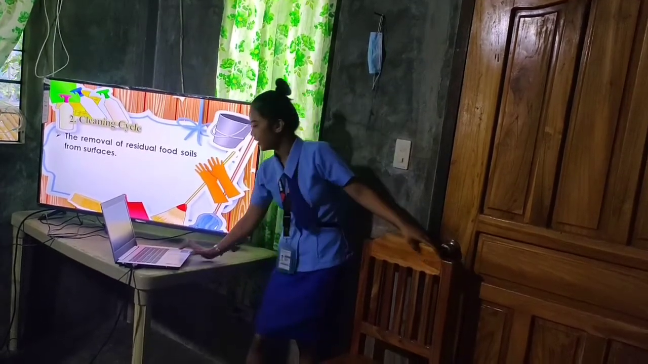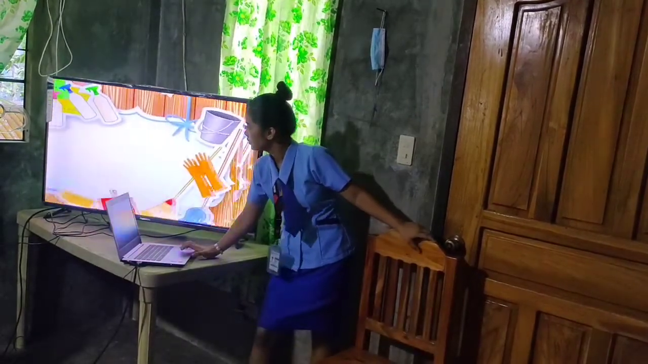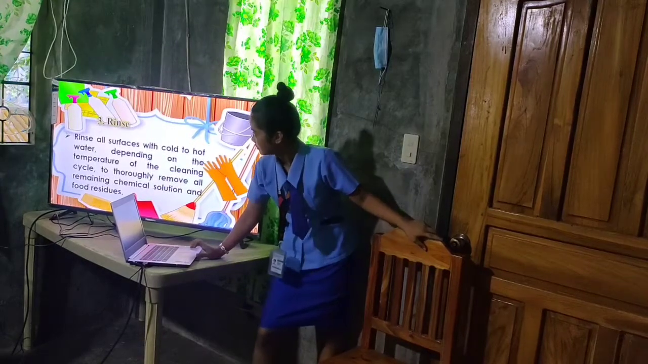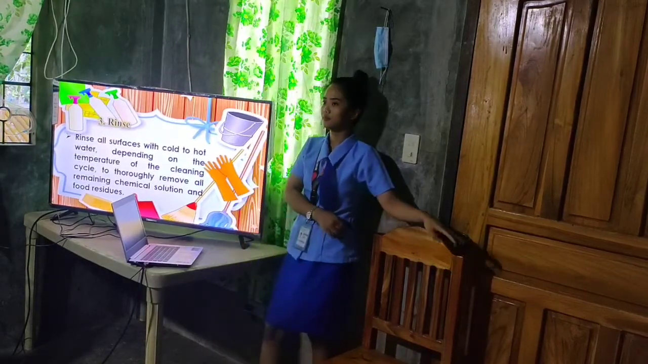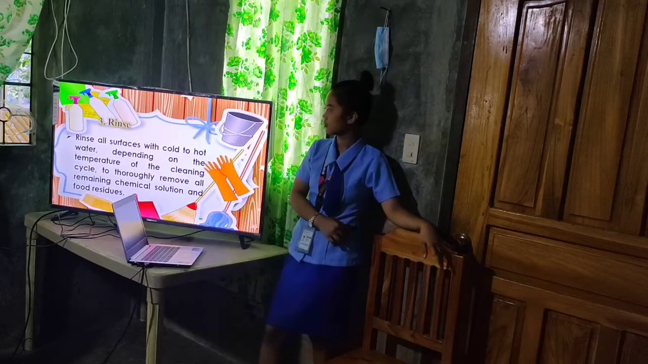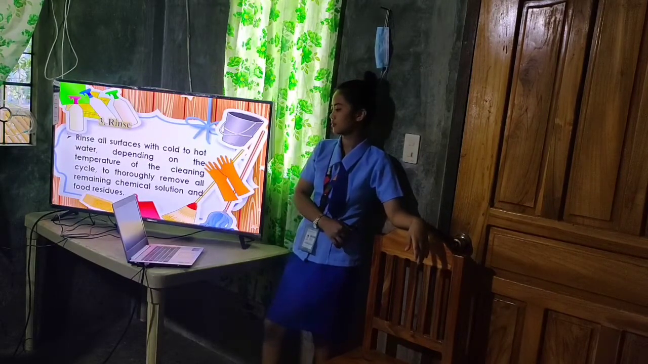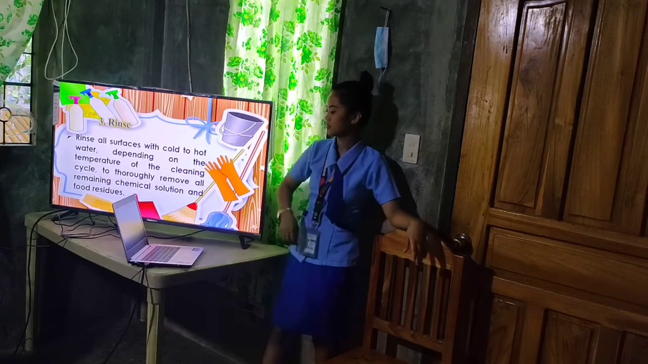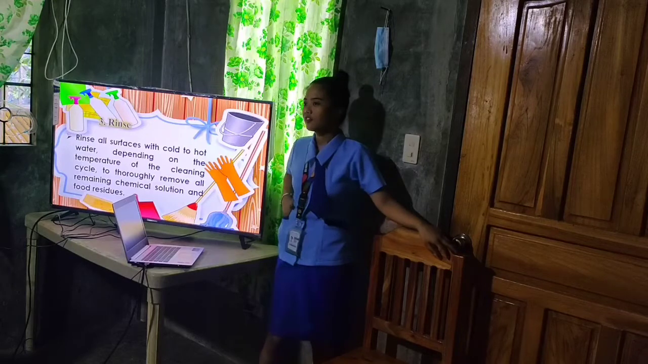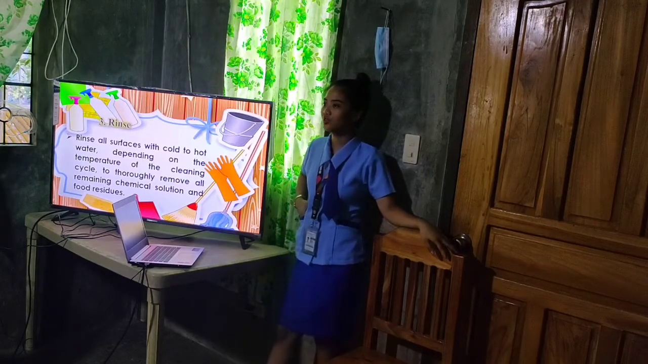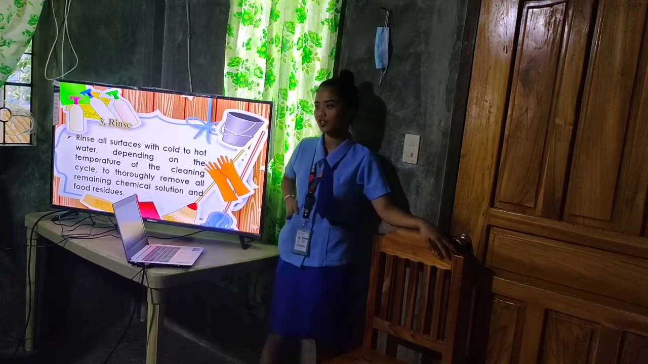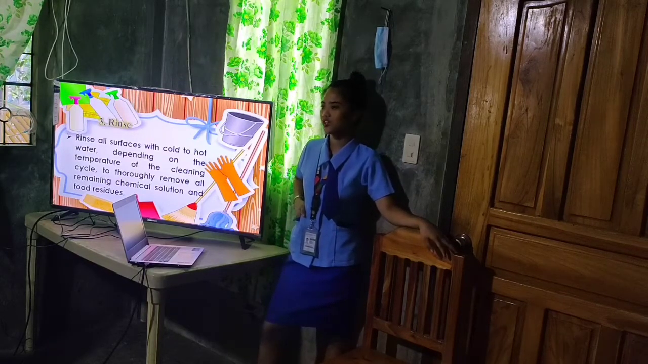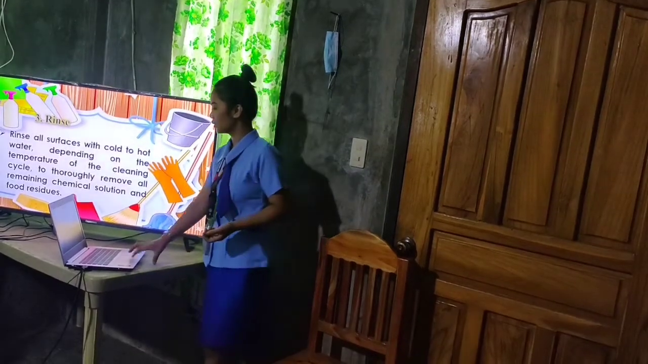So, next is number 3. Rinse. So, pass the pen. Rinse all surfaces with cold to hot water, depending on the temperature of the cleaning cycle, to thoroughly remove all the remaining chemical solution and food residues. So, yes, rinse all surfaces with cold to hot water depending on the temperature of the cleaning cycle, to thoroughly remove all remaining chemical solution and food residues. So let's proceed to number 4.